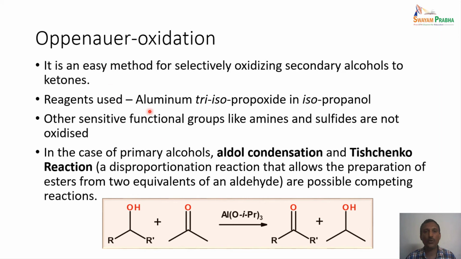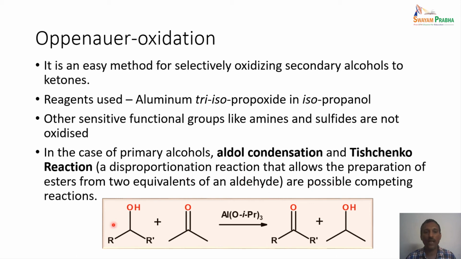Of course, this is mainly used for secondary alcohols, but if we use a primary alcohol, we do have some competitive reactions. Basically, the primary alcohol may lead to an aldehyde. Because aluminium triisopropoxide is there, we have quite a basic condition, and under that basic condition aldol condensation is possible. And of course, the Tishchenko reaction, a disproportionation reaction that allows the preparation of esters from two equivalents of aldehyde, is also possible. So these are all the possible competing reactions.